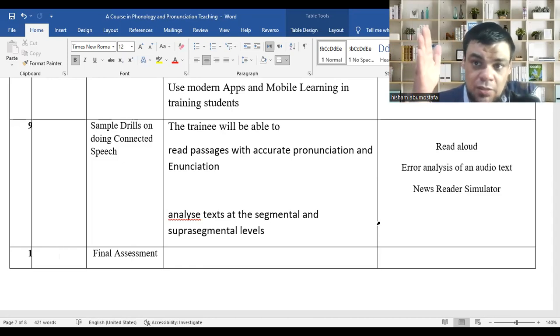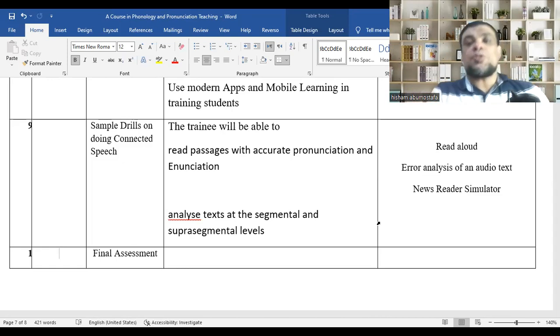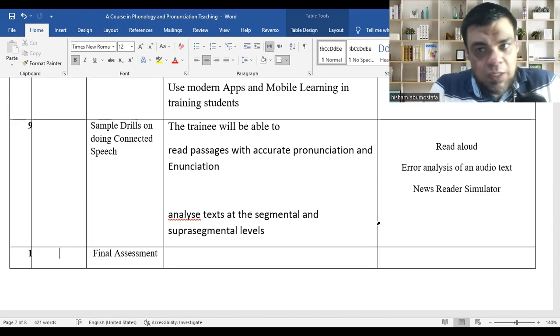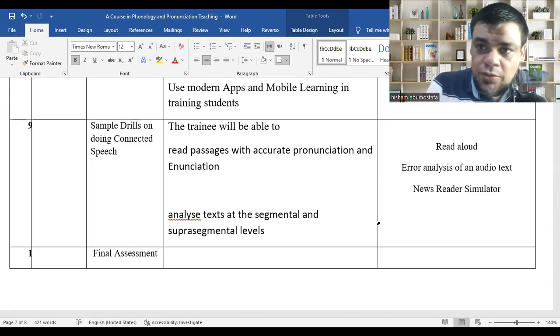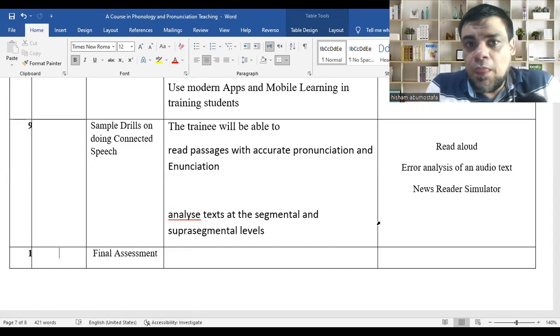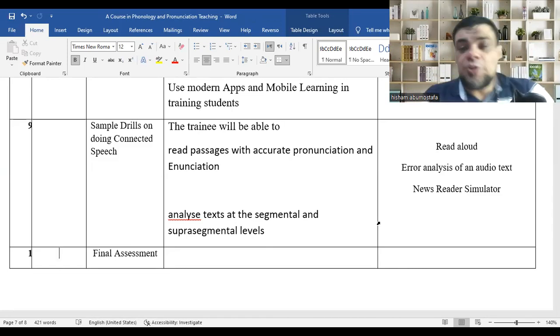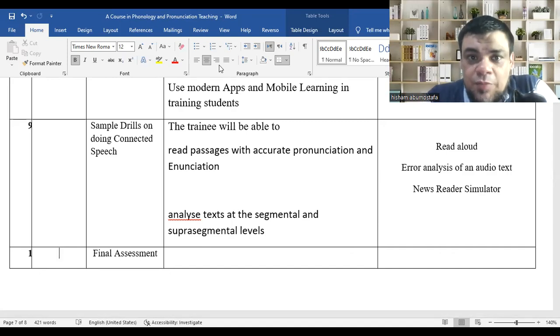Do your best. And this course, alhamdulillah, in this course, many teachers studied with me. Even university professors studied with me this course. And I was proud of the results, of their results. I'm going to give you an example, okay, if you allow me.